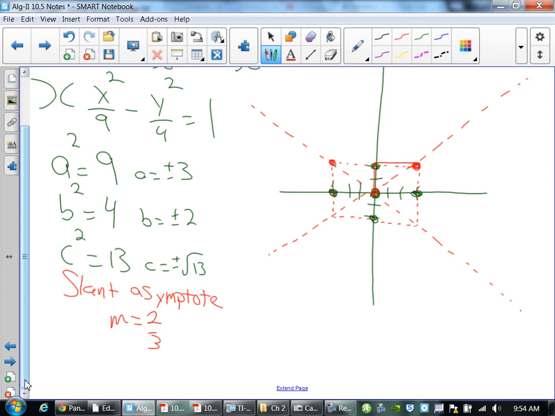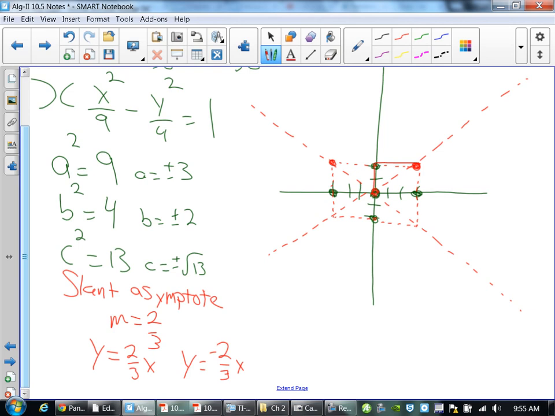0. So the slant asymptote has an equation, and today only, a slope of positive 2 over 3 or negative 2 over 3. There's 2 lines. You have y equals 2/3 x, or y equals negative 2/3 x. I'd rather you write it twice because when we do these shifts, they're going to have the same slopes, but they're not going to have the same intercepts.